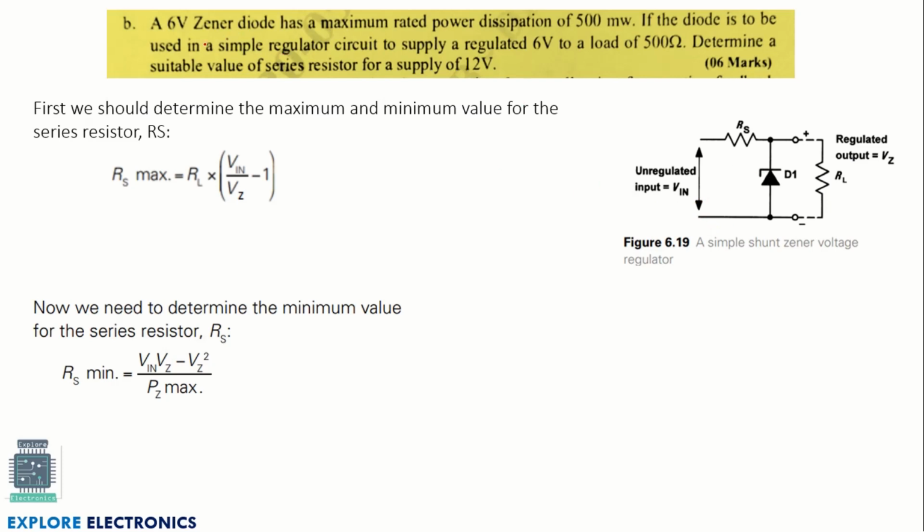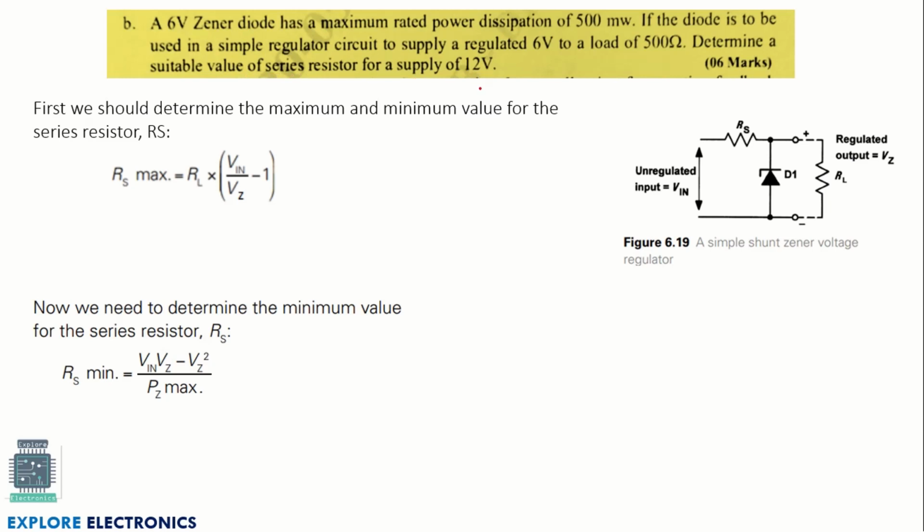Here the question is like this: a 6 volt Zener diode has a maximum rated power dissipation of 500 milliwatts, and if the diode is to be used in a simple regulator circuit to supply a regulated 6 volts to a load of 500 ohm, determine the suitable series resistor value for a supply of 12 volts.